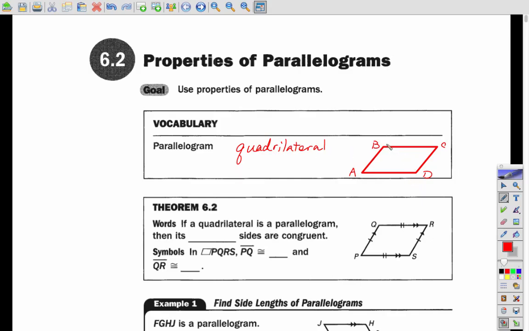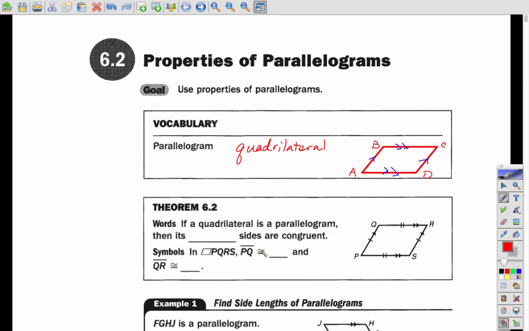Now, a parallelogram has to be a quadrilateral like this shape, ABCD, in the sense that both pairs of the opposite sides are parallel. So AB would be parallel to CD because these two are the opposite sides. And BC would be parallel to AD because these two are opposite sides. So that's the definition of parallelogram. It's a quadrilateral with both pairs of opposite sides being parallel.